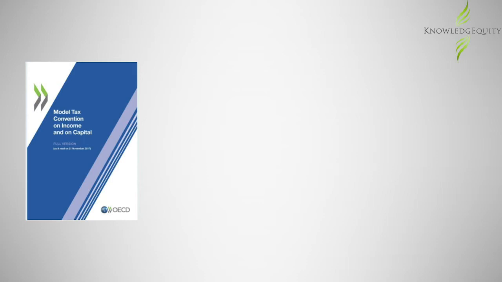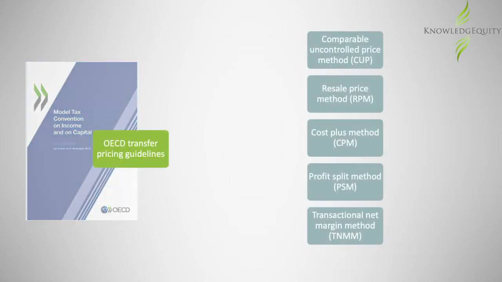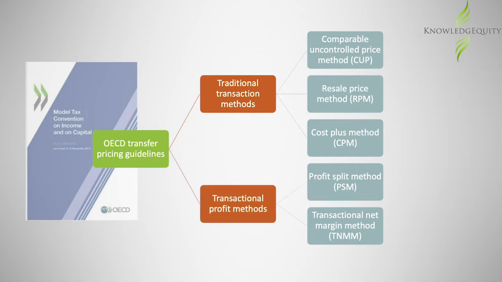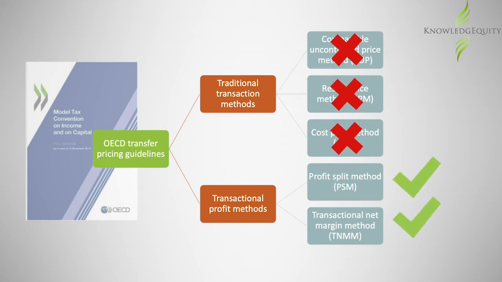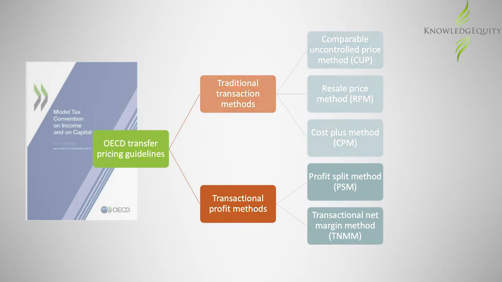Under the OECD guidelines, there are 5 methods that can be used to help determine if the relations are at an arm's length. The first 3 are traditional transaction methods, whereas the last 2 are transactional profit methods. When one of the traditional transaction methods cannot be used, one of the 2 transactional profit methods should be used. In this clip, we explore the 2 transactional profit methods.